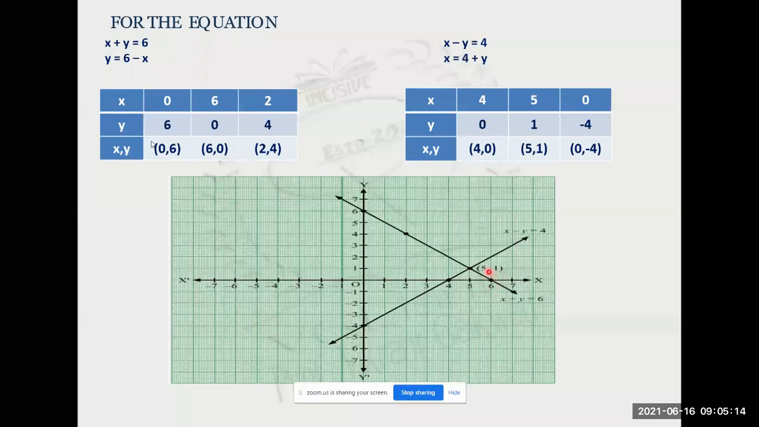Next, 2, 4. So you will move right 2 places and up 4 to get 2, 4. Understood? Draw the straight line. That line will represent x plus y equals 6. Check on the graph paper, you can see this line. Now for the graph of the second equation.